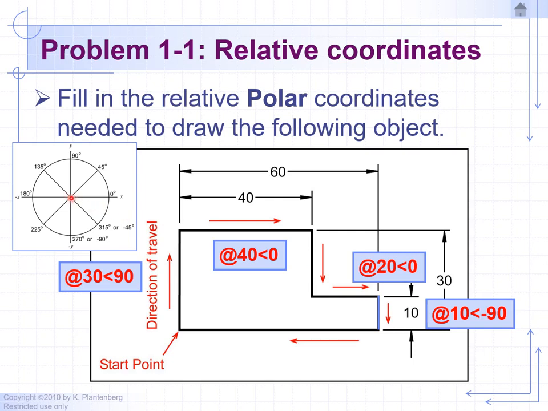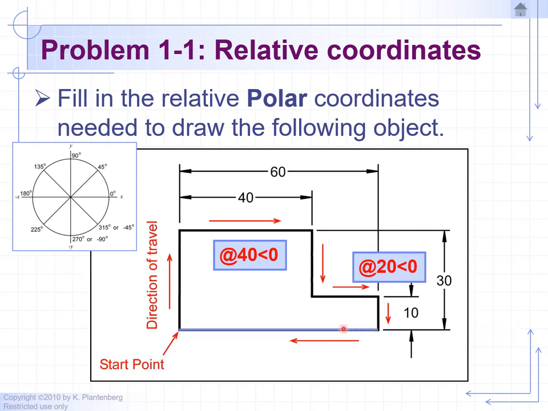So with respect to the last point, we're going to go a length of 10, and type in 270 or minus 90 for the angle, and enter, and it'll generate the line. And finally, to close the profile, which has a length of 60, we're not going to type in minus 60, we're going to just type in our length, it's absolute.